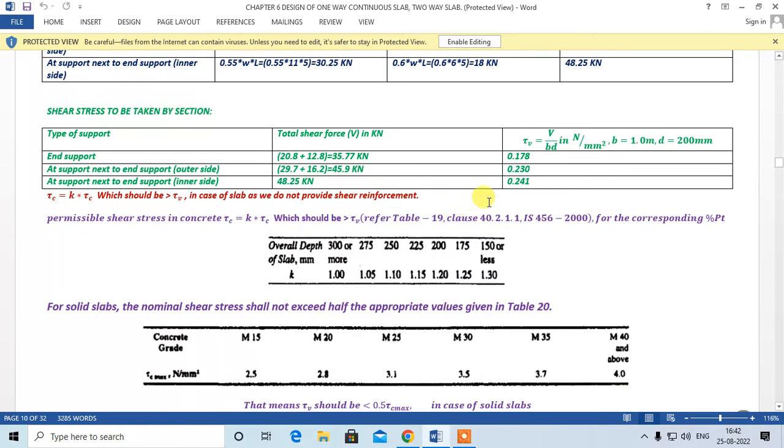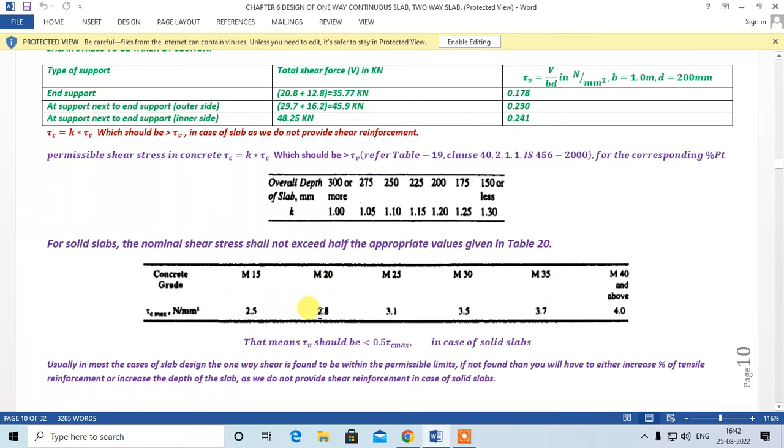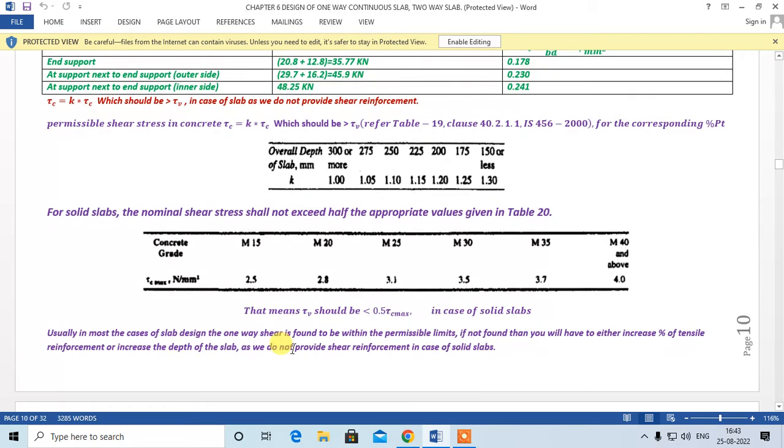Another thing the code says is that tau v, the nominal shear stress for a solid slab, shall not exceed half the appropriate value in the following table in 20. This is tau c max. These values are applicable to beams, but when it comes to solid slab, you have to reduce this value by 50%. So tau v should be less than 0.5 tau c max. This is also very important.